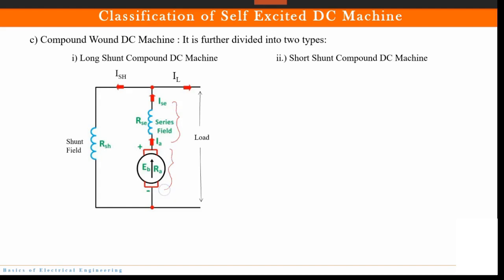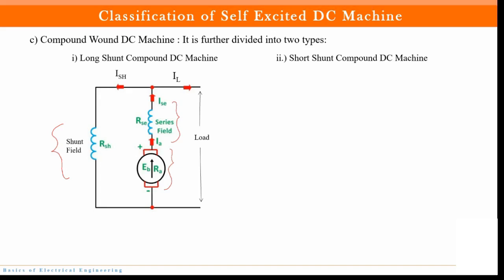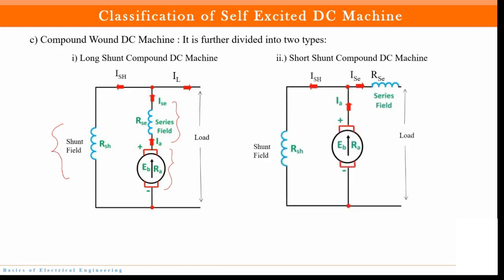And this is armature. So there is a series connection also, and this shunt field is connected in parallel with this combination, which is a series combination. So here you have shunt also, you have series also. That is why the name is given as compound DC machine. And long shunt because the shunt field is in shunt with the series combination. Okay, now this will be more clear when you see the short shunt compound DC machine.